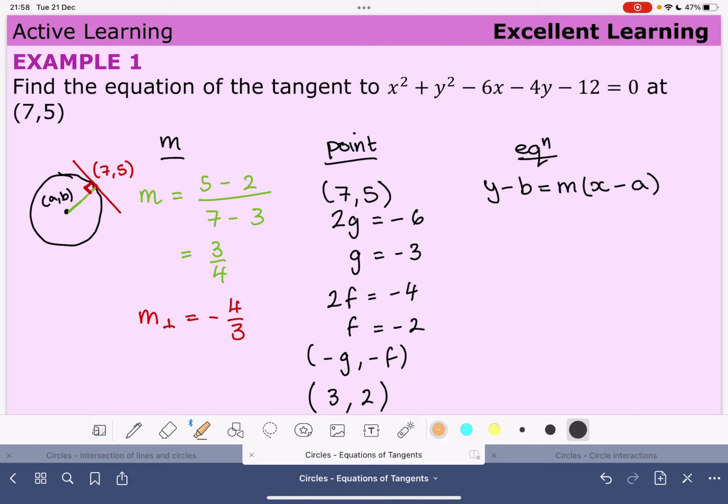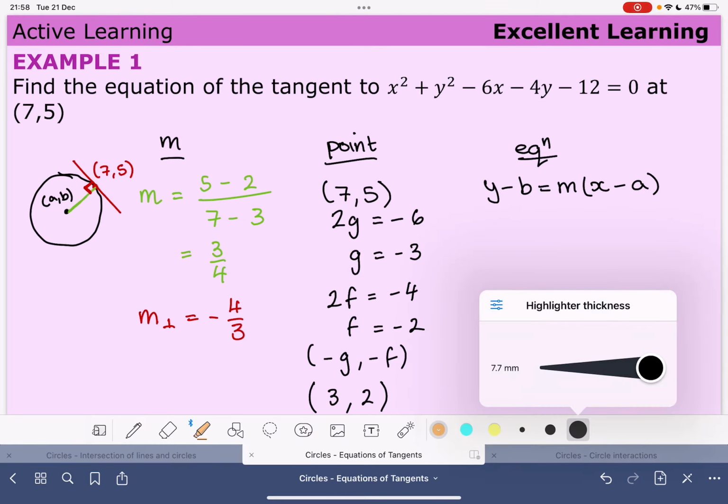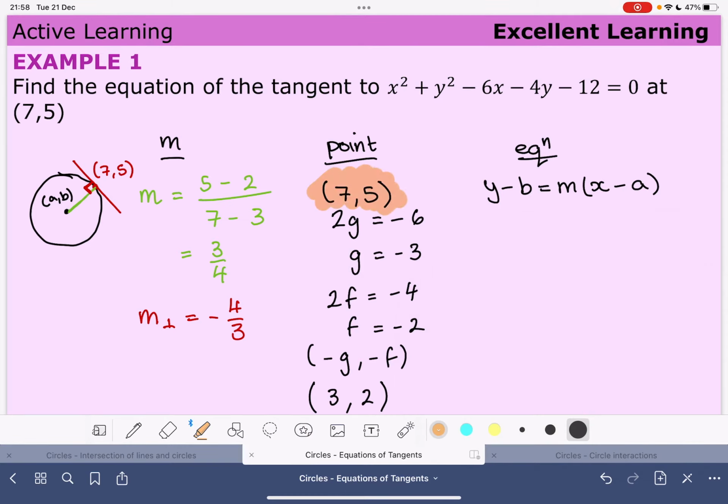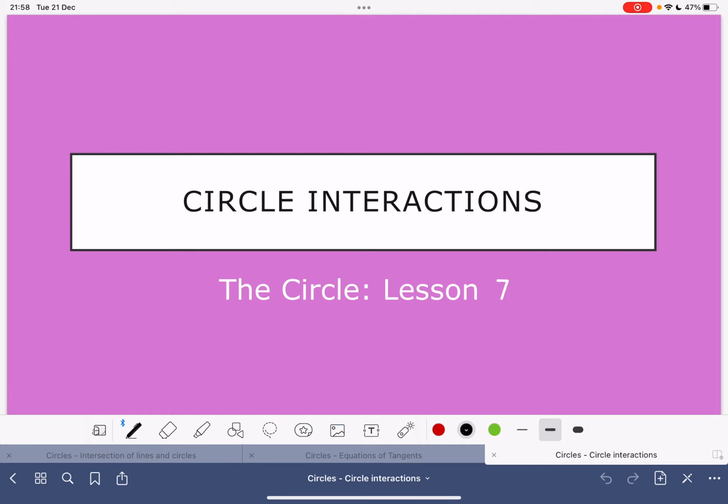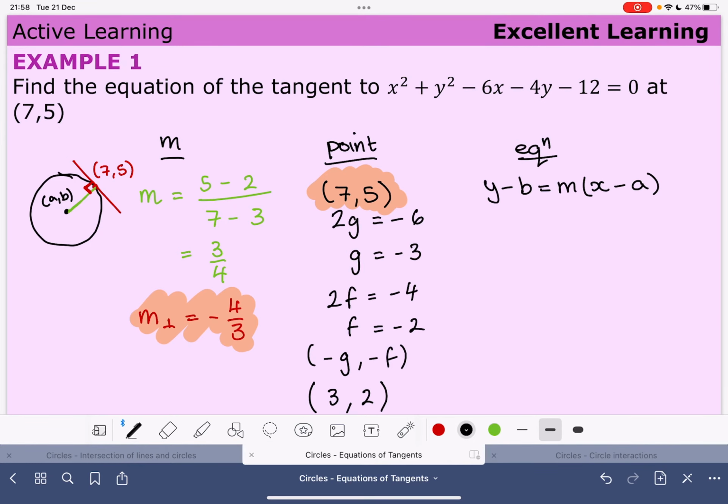I've now got my point that lies on the circumference, and we're not using the centre, remember, it has to be the point that lies on the circle, and we've got our gradient, so we're going to go ahead and find our equation. So we've got y minus 5 equals negative 4/3 of x minus 7, and we're going to multiply through by 3 here to get rid of those fractions. Going to break our brackets.